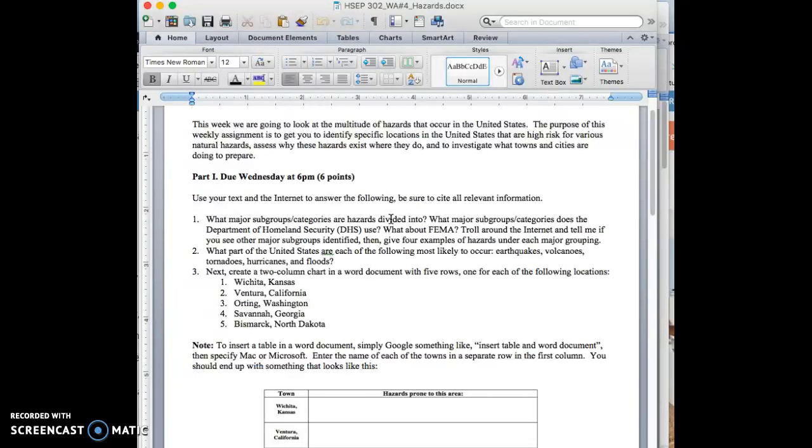So it's a very different environment, and even in the emergency management field, I didn't realize what folks on the West were dealing with. So it's very interesting to have an idea, especially if you're in this field, of what kinds of disasters occur where and what you need to do to be prepared. Okay, so what major subcategories, subgroups, or categories are hazards divided into?